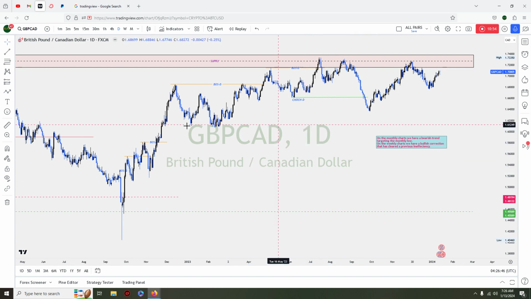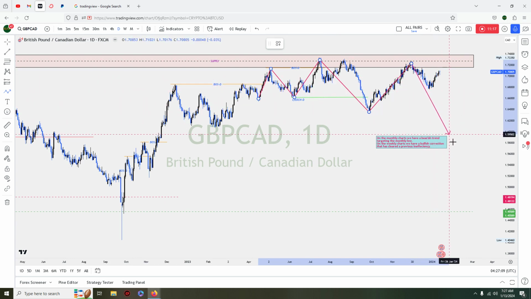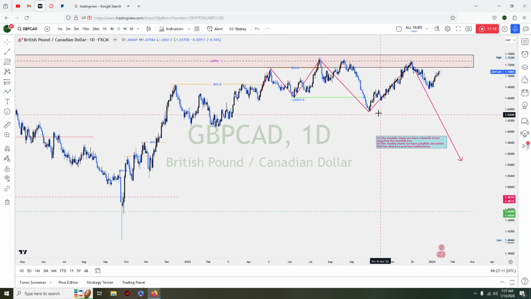So presently what we are having, we had this, then that, then that, then we've had a break or a change of character to the downside, and we have touched this level. We have not broken this level, ladies and gentlemen. It doesn't look like we'll break this level. So what is happening? It looks like we will push to the downside.